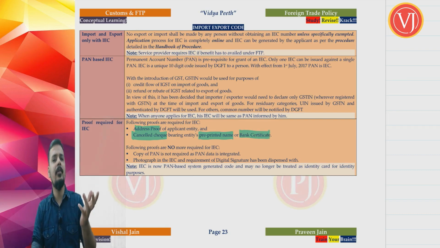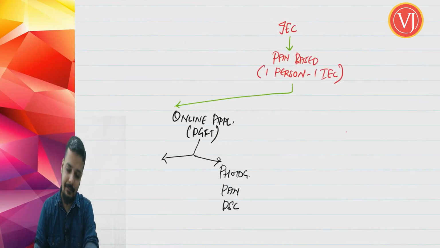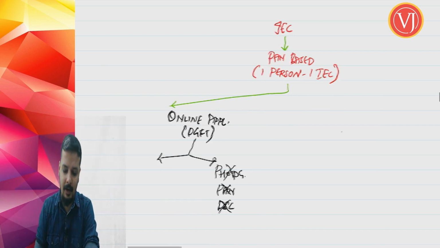Rather, if the bank account is already open, it is always better to go for your cancelled cheque which will have the pre-printed name of the assessee. Bank certificate, even though it is mentioned, you can get it, but it is always advisable to go for your cancelled cheque copy. Now friends, of all the documentation which was required earlier, photograph is not required, copy of PAN is not required because it is already integrated with your CBDT database, Central Board of Direct Taxes. Digital signature certificate is not required.